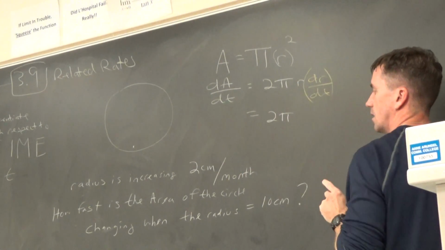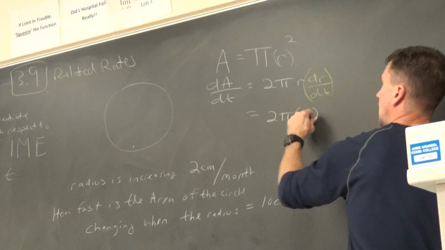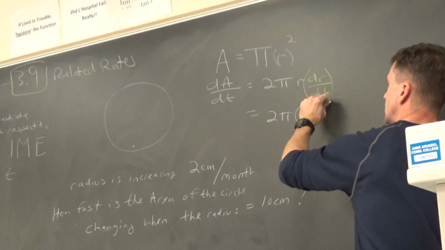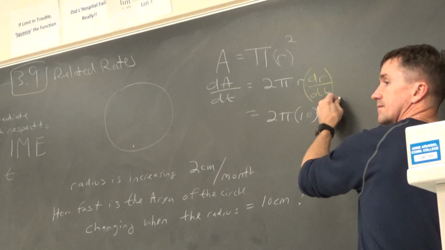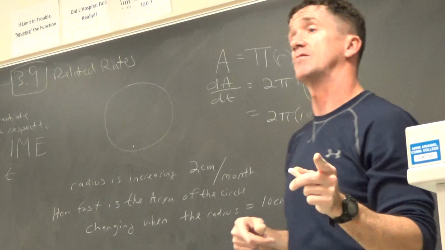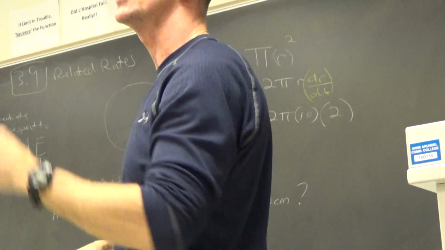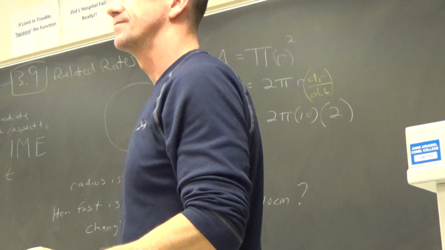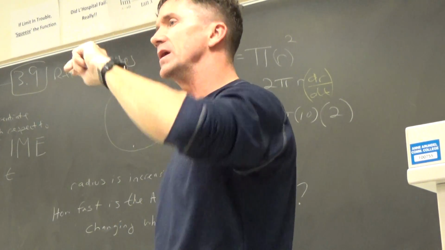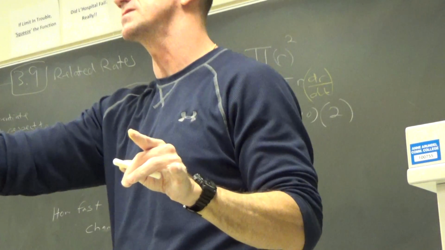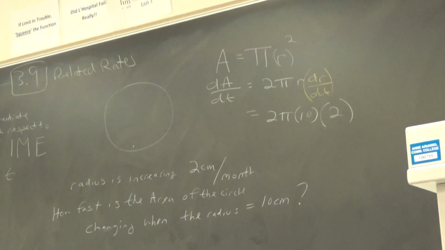What goes in for R? 10. And what goes in for dr dt? 2. Now is it 2 positive or negative? Positive. Good. Because if they said decreasing, I would have made that 2 negative. Do you follow me? It's something to remember today, tomorrow, even Monday. Just go, ooh, related rates. If some dimension is decreasing in size, I'm just going to make the rate negative. That means it's decreasing, okay?